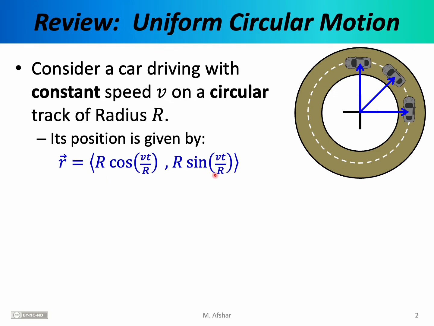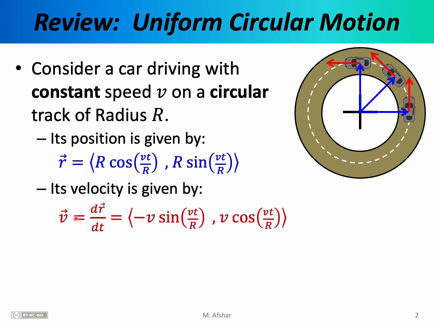Once you know the position of the car as a function of time, it's easy to calculate the velocity. Remember that velocity is the derivative of the position vector. So we differentiate the x component with respect to t, and we differentiate the y component with respect to t. And what we find is that the x component of velocity is minus v sine(vt/r), and the y component is v cosine(vt/r). We can also draw these vectors if we wanted to.